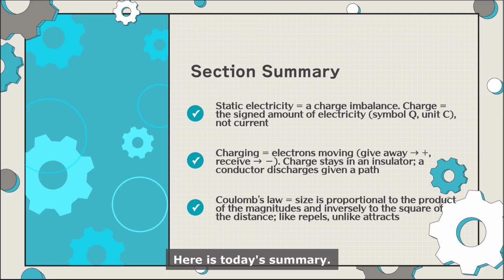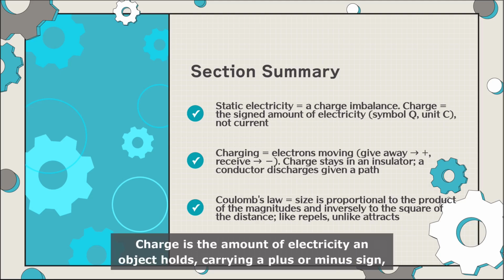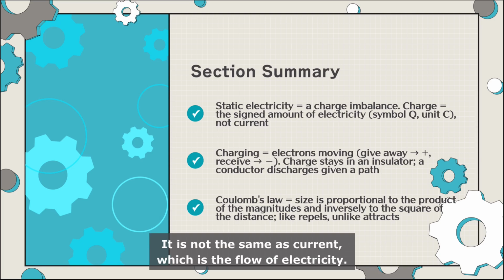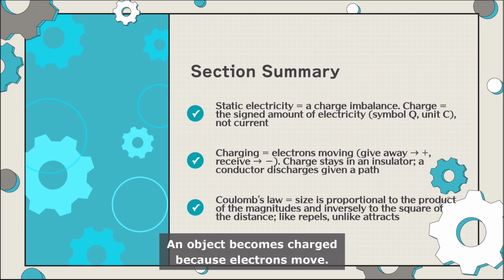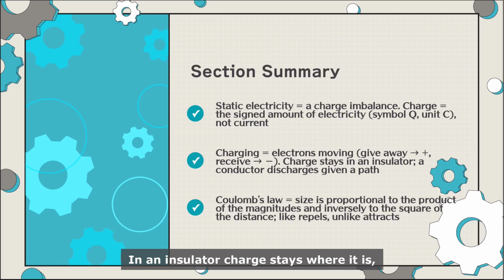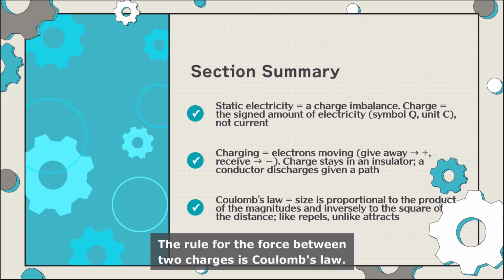Here is today's summary. Everyday static electricity is an imbalance of charge. Charge is the amount of electricity an object holds carrying a plus or minus sign, with symbol Q and unit Coulomb. It is not the same as current, which is the flow of electricity. An object becomes charged because electrons move. Give them away and you go plus, receive them and you go minus. In an insulator, charge stays where it is, and in a conductor it moves and rushes out once it has a path. The rule for the force between two charges is Coulomb's law.